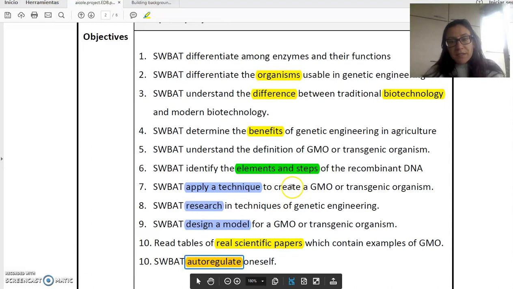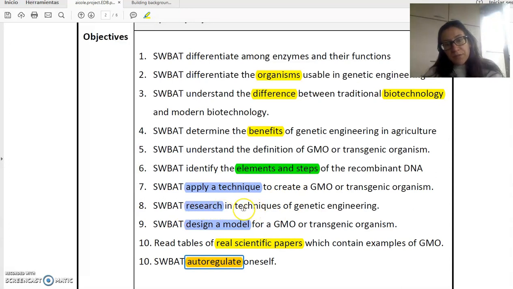And yeah, for activity 6, they have to apply this technique that I just showed you, the recombinant DNA technology. They will have to research, if they want to, for more techniques of genetic engineering, but that's all absolutely up to them. If they do, I'm going to help them, and I will consider that as an amplification of the curriculum. And they will have to design a model of a GMO or transgenic organism, basically to show me that they have understood what a GMO transgenic organism is.